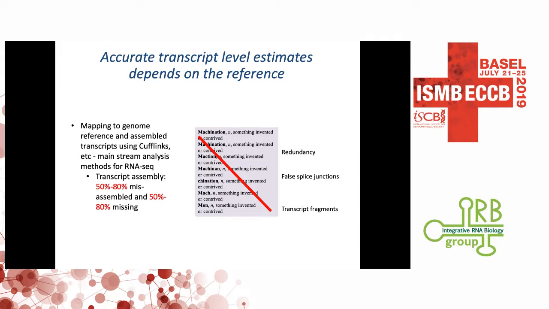If we know that the reference is not good enough, why don't we just assemble the transcripts ourselves using the RNA-seq data we generated? The problem is, even for the cutting-edge transcript assemblers using short reads, you have about 50 to 80% misassembled transcripts, according to different statistics. Also, 50 to 80% of the transcripts within your sample are actually missing. I'm just highlighting some of the problems with such a transcript reference. You could have redundancy, for example a transcript appearing multiple times, or transcripts that contain false splice junctions, or transcripts that only exist in fragment form in your annotation.